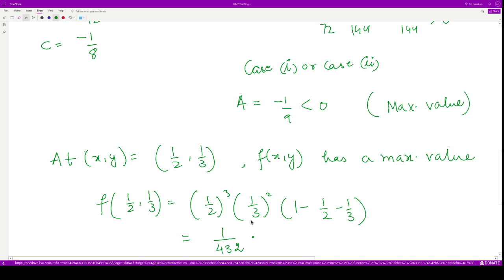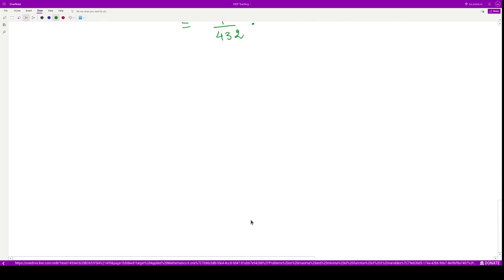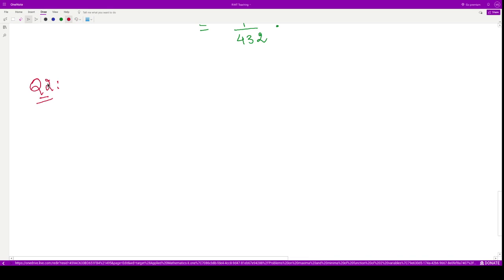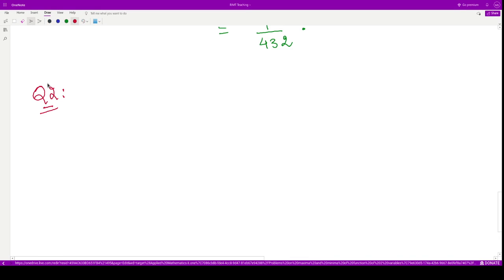Moreover, you should note one thing: at a point where a function does not have a maximum or a minimum, in that case we say there is a saddle point. That point is said to be a saddle point. So for example, let us look at one more question. Your f of x, y is given to be x cube plus y cube minus 3axy. Here we have to calculate whether the function has minimum or maximum values.